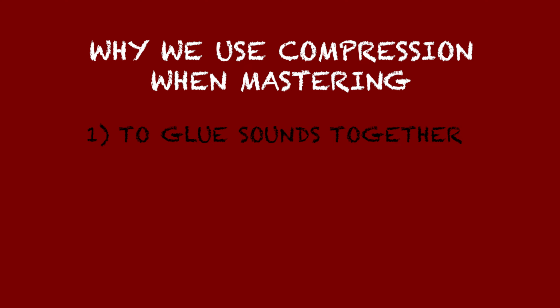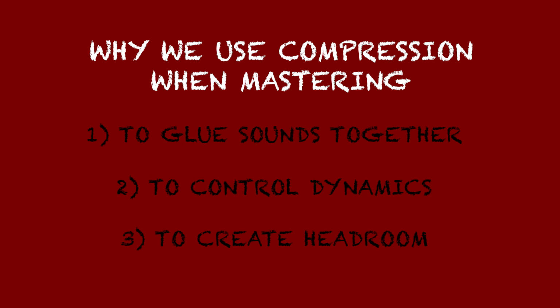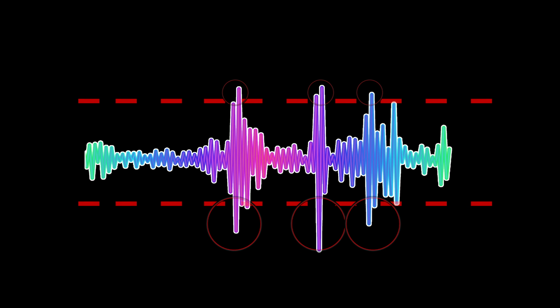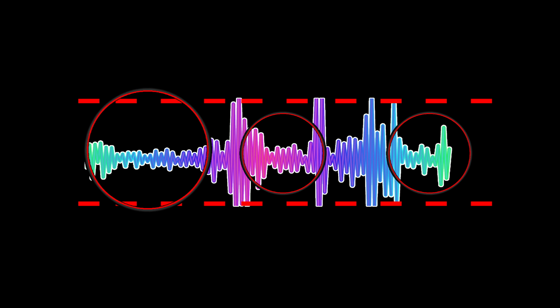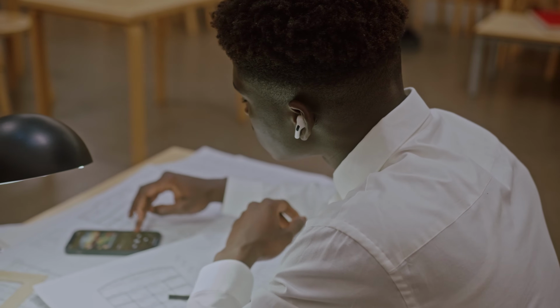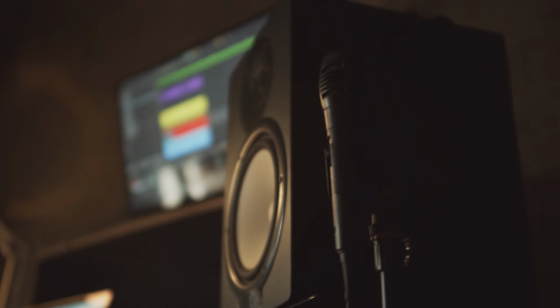We often rely on compression when mastering to achieve three main things. 1. To glue our sounds together. 2. To control the dynamics of our signal. And 3. To create headroom so we have more room to turn up our tracks later. Mastering compression ultimately helps bridge the gap between the loudest and quietest parts of your mix, bringing them closer together and making them sound more consistent, especially on smaller listening devices which can't reproduce the same frequencies as big ones.